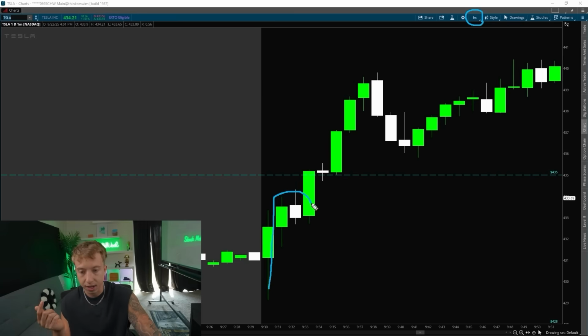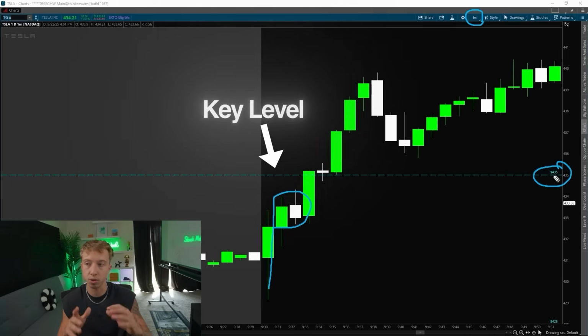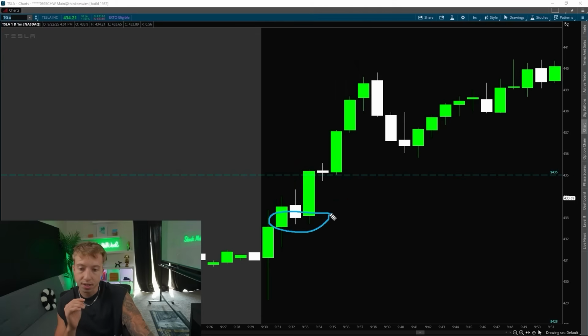We come up, we get a reaction right here, which is perfect. That means that this wall is still valid. There's still a wall there, which makes that a key level. So it's still looking good. It's still reactive on this 1 minute time frame. And then we're holding this area.